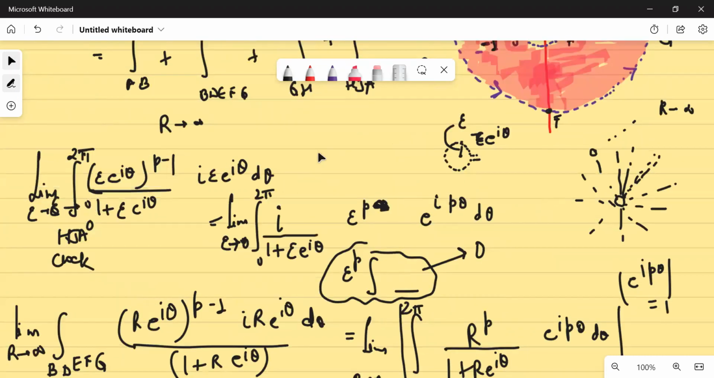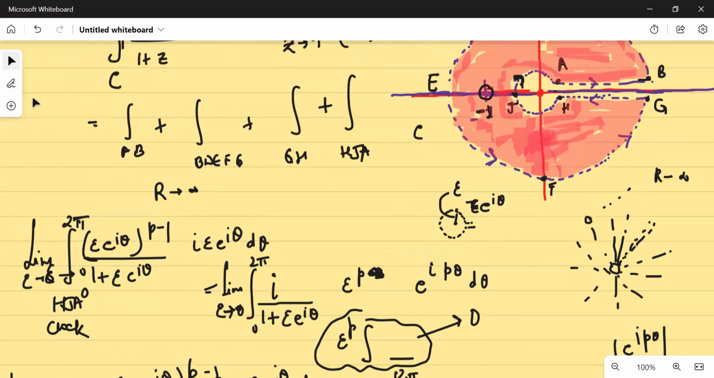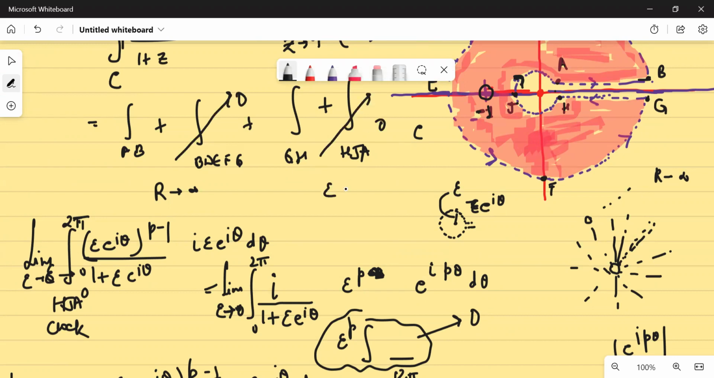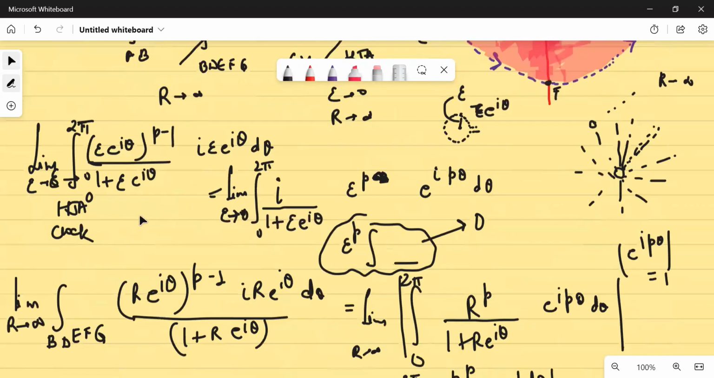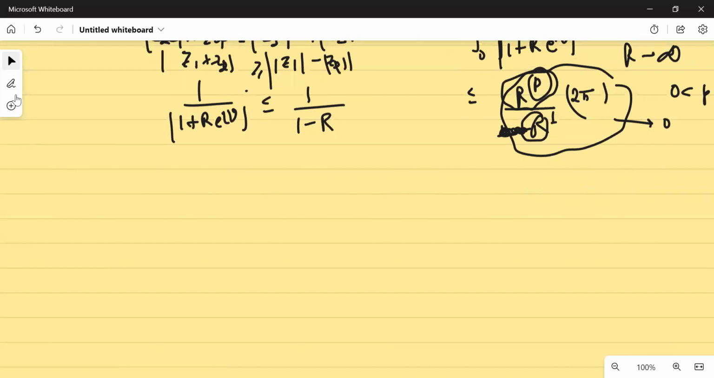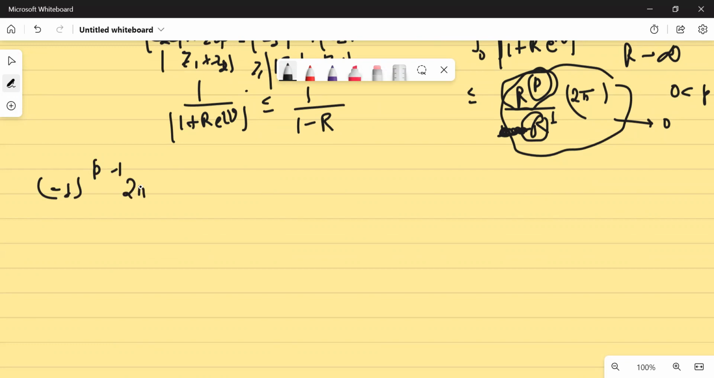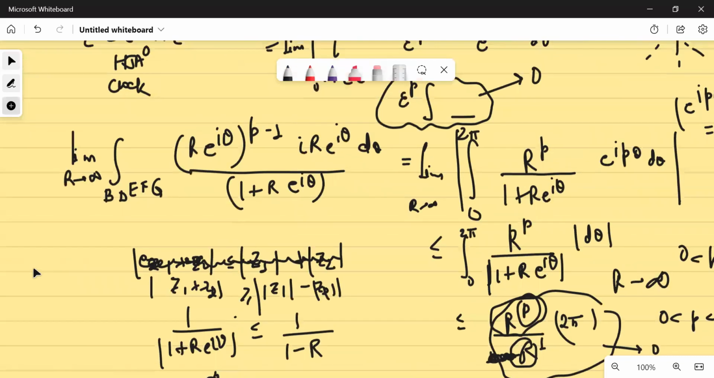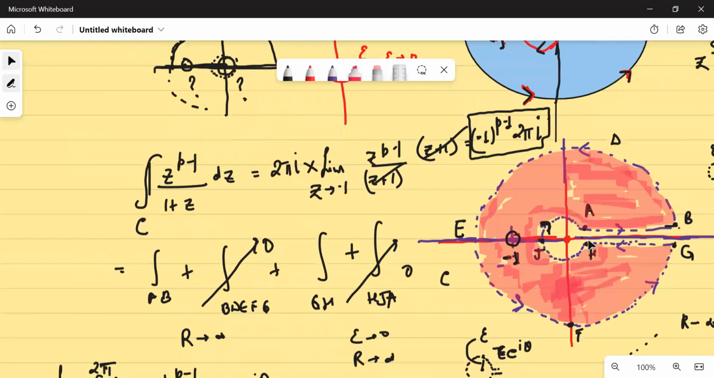Is that clear? These two integrations are 0, in the limit epsilon tends to 0 and r tends to infinity. Now this entire integration is equal to, I will write here, minus 1 to the power p minus 1 into 2 pi iota, is equal to the integration from 0 to infinity of x to the power p minus 1 upon 1 plus x dx, because along AB, whether you write z or x, they mean one and the same thing. Along GH, what has changed?